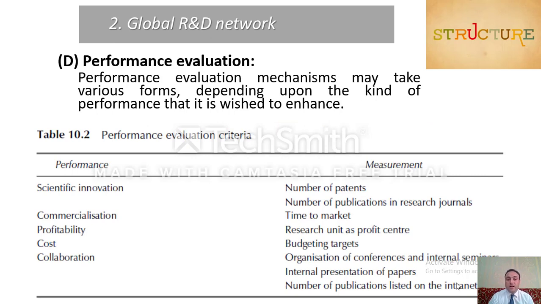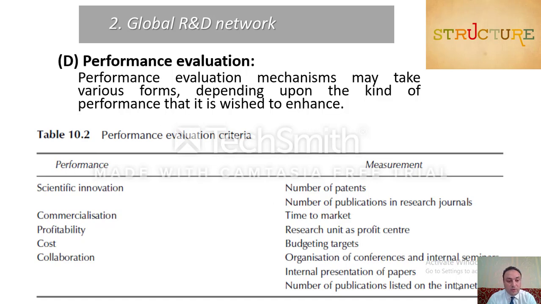The fourth element in the structuring of the research and development network is the performance evaluation, or the control. The evaluation mechanisms take various forms depending upon the kind of performance that one wishes to enhance. We have many criteria, as we can see in this table. The performance, for example, of scientific innovation is one of the performances that we want to evaluate. It is measured by the number of patents, the number of publications in research journals, and so on.